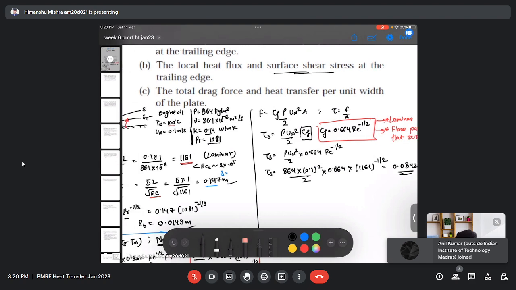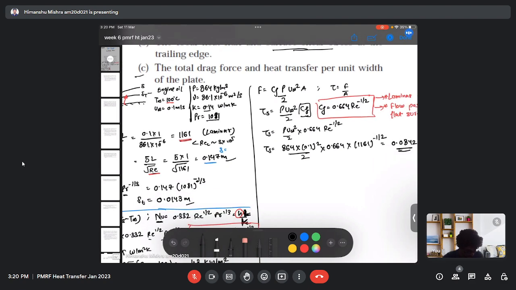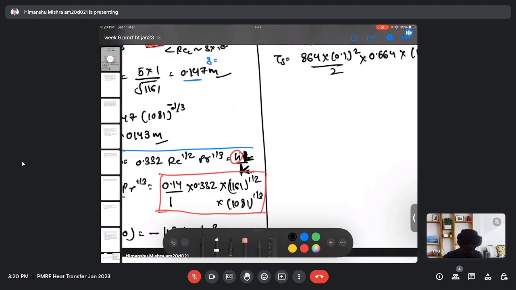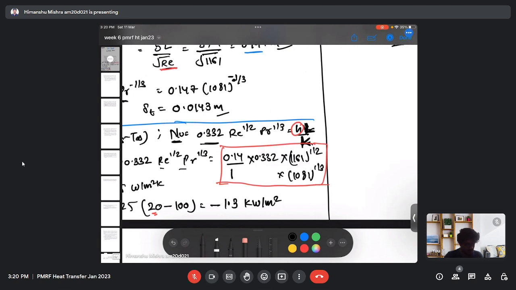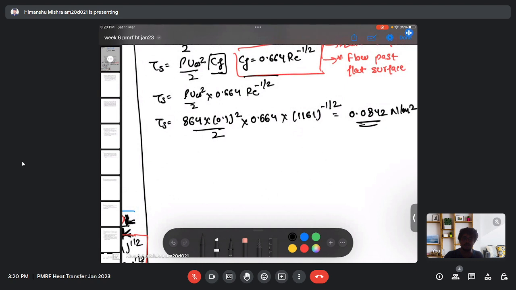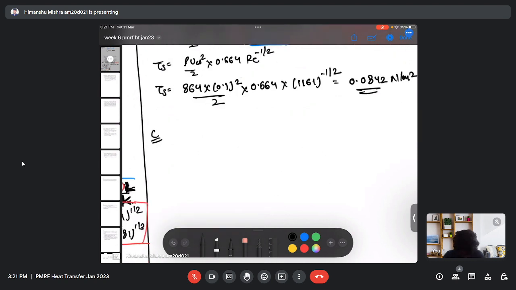Now in the last part, part C, we need to find the total drag force and the heat transfer per unit width. Until now, we found the local heat transfer and the local shear stress, because this is the relation for the local Nusselt number, and this drag coefficient relation is for the local drag. This is actually a local drag coefficient. To find the average quantities for the heat transfer case over the flat plate, when the flow is laminar, my average heat transfer is twice the local heat transfer.